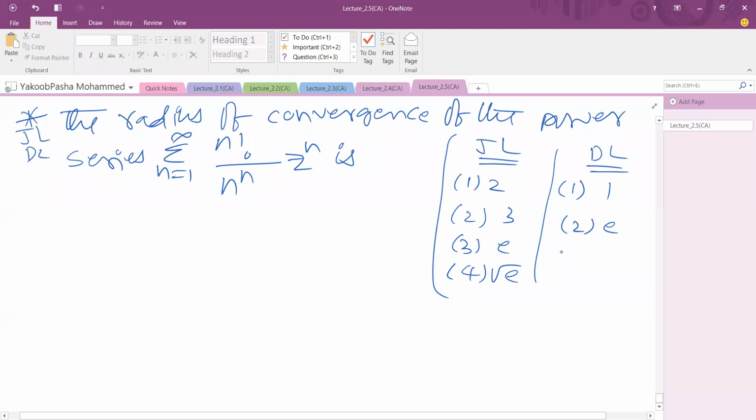Second option e, third option 1 by 4, fourth option infinity.